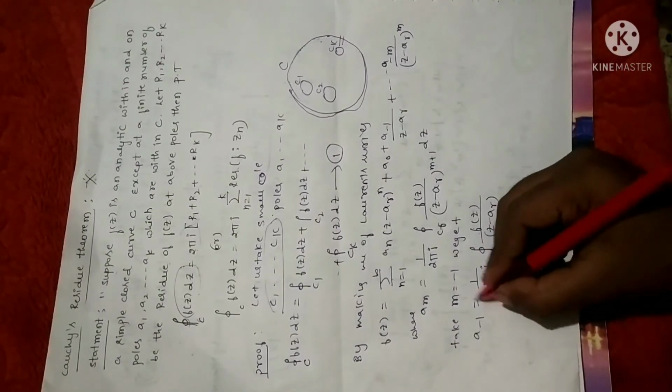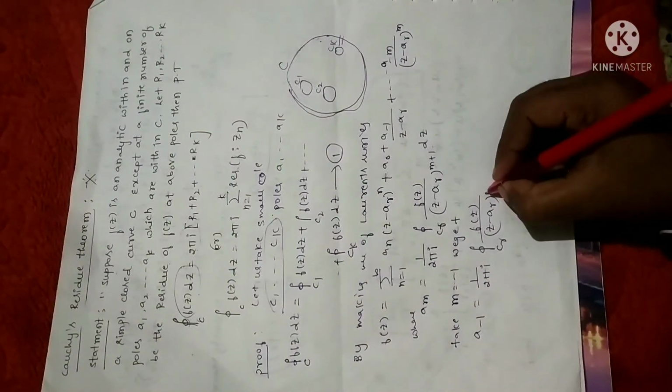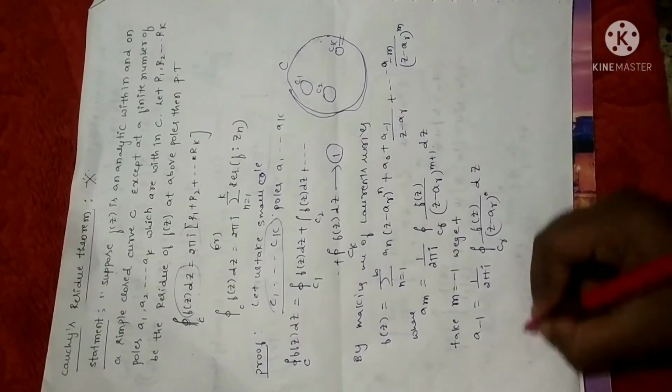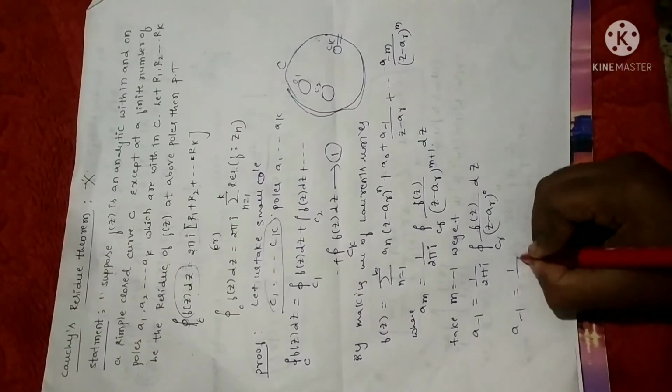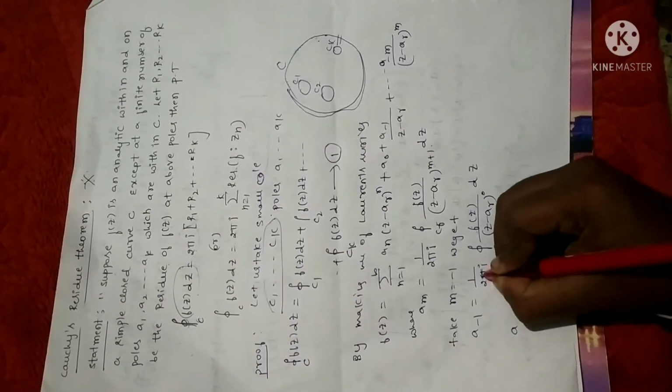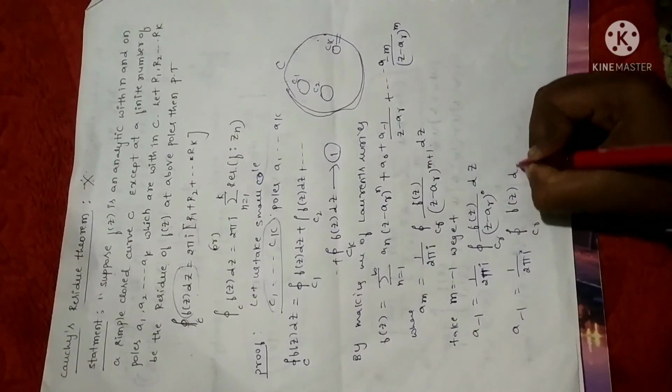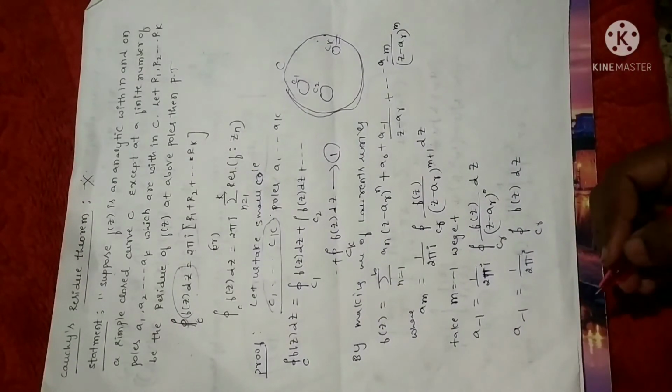When you are going to replace m as minus 1 plus 1, you are going to get minus 1 plus 1 will be 0. Anything power 0 will become 1. So I can rewrite this as a minus 1 as 1 divided by 2 pi i into integral over C r f of z into dz. So this is what a minus 1 is.